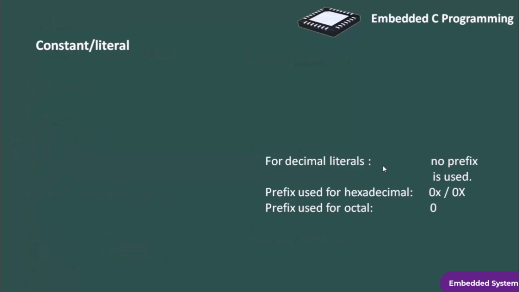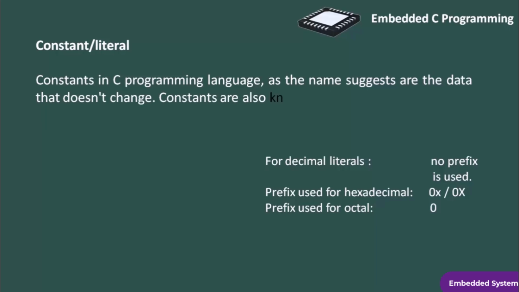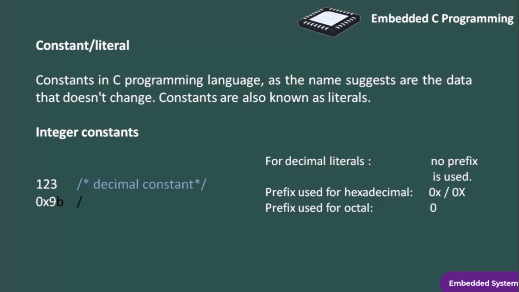In this video, I will tell you about constants and literals in embedded C programming. Constants in the C programming language, as the name suggests, are the data that doesn't change. Constants are also known as literals. Integer constants, as the name suggests, are integer values, that is numbers like 1, 20, etc. In C, we can have integer constants of three different bases: decimal, hexadecimal and octal.